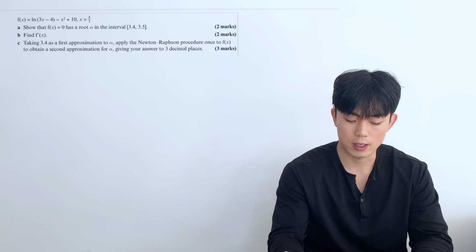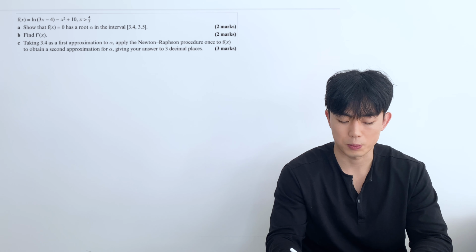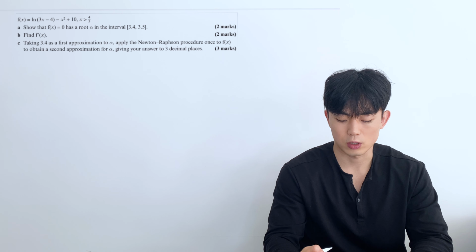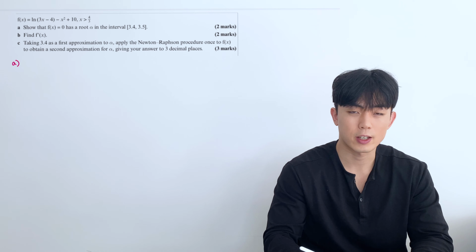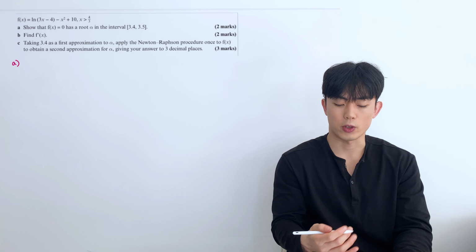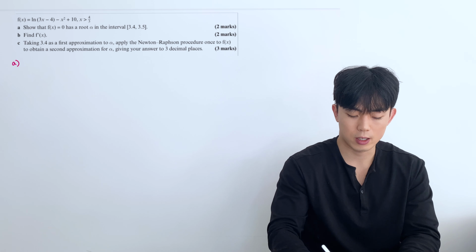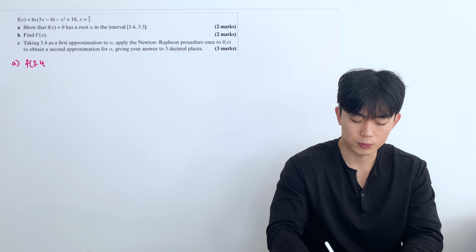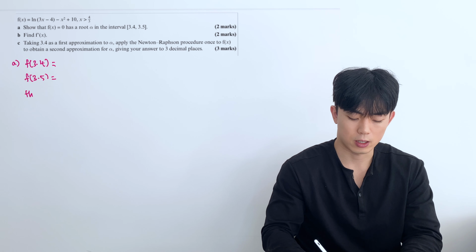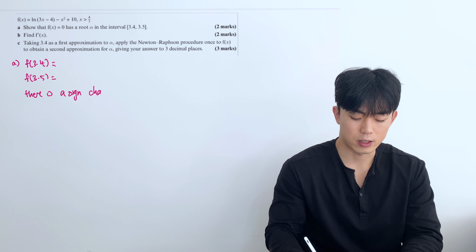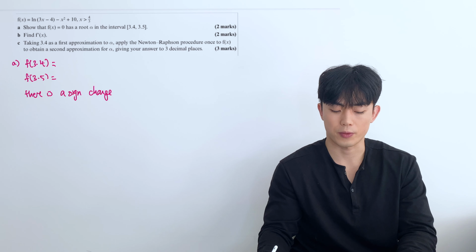So we have a function f of x equals ln(3x minus 4) minus x squared plus 10. Show that f of x equals 0 has a root alpha in the interval 3.4 and 3.5. So this is just an example of the first video we're looking at, where we're locating roots, where we have to find a sign change, right? So we just plug in 3.4 and 3.5 into the original function, and then we just say, oh look, there is a sign change. I'm not going to plug it in, but there is a sign change, right? And then we can say that there is a root in between 3.4 and 3.5.